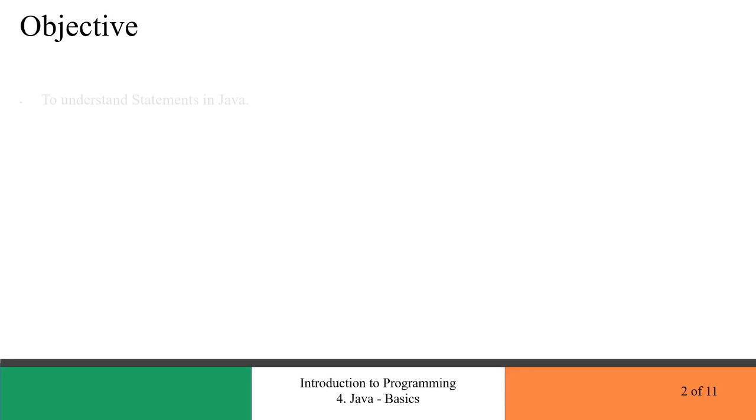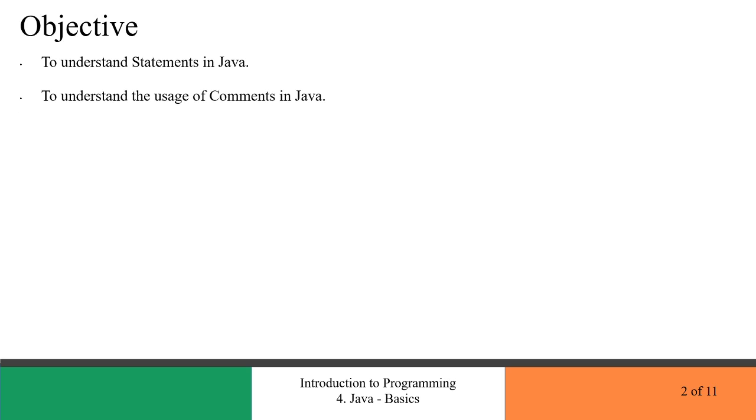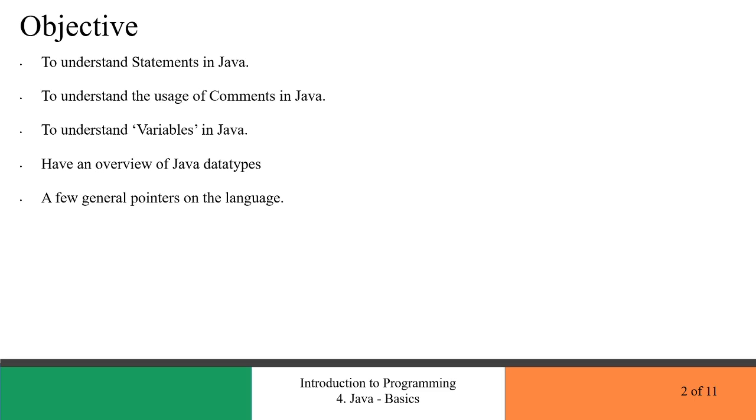The objectives of this lesson are to understand statements in Java. Statements are the building blocks of a Java program. The next objective is to understand the usage of comments in Java. This is followed by an understanding of variables in Java. Variables are used to store and represent data as part of the Java program. This is followed by an overview of the primitive data types that Java provides, and the lesson ends with a few general pointers on the programming language. Let us get started.